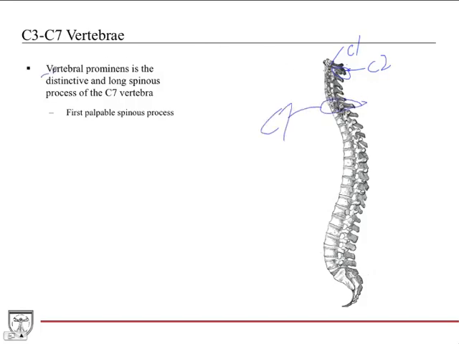Now, the vertebral prominence is a distinctive and long spinous process of the C7 vertebra. You can see that here, very long, prominent, and it's the first palpable spinous process. So if you have a patient in front of you and you're looking to palpate spinous processes, C1 through 6, you're not going to be able to palpate any of those spinous processes. The first one you'll be able to is C7.